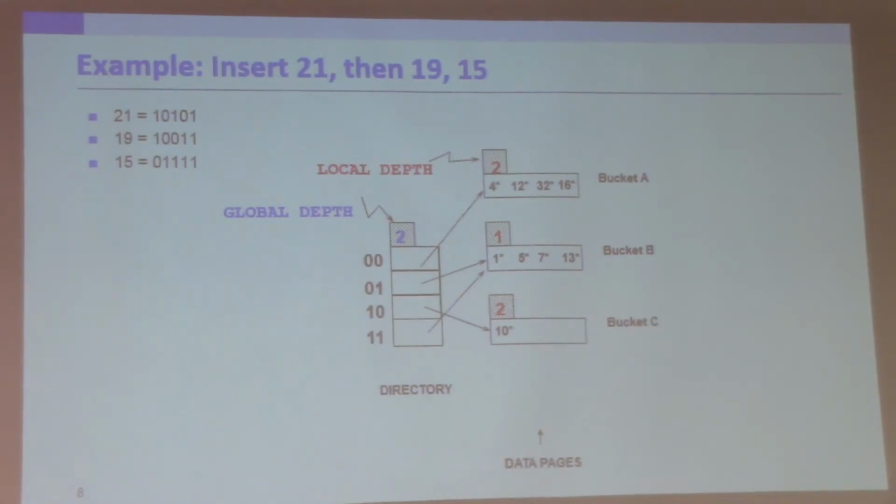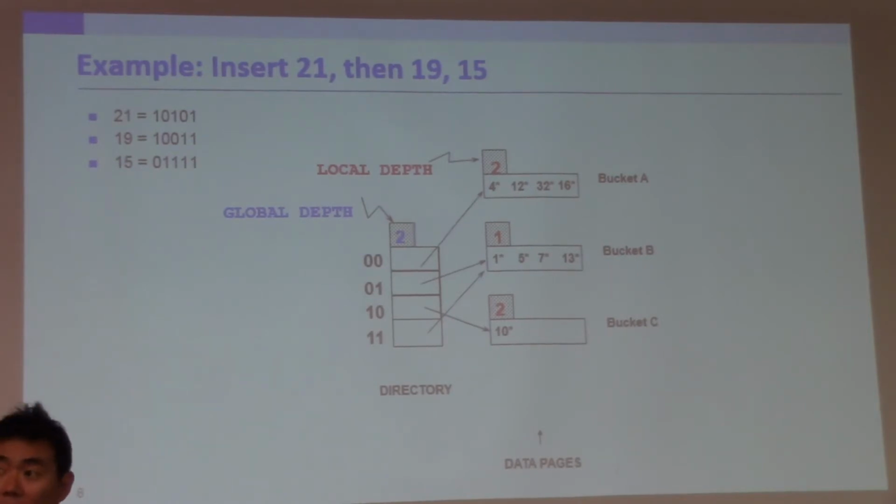Now, these hash values 21, 19, and 15 have these binary representations. And if I insert 21 into this, can someone tell me where 21 should go? Bucket B. Bucket 01. The last two bits are 01, so 21 should go here. And what happens? You don't have space for it. So this results in an overflow bucket.